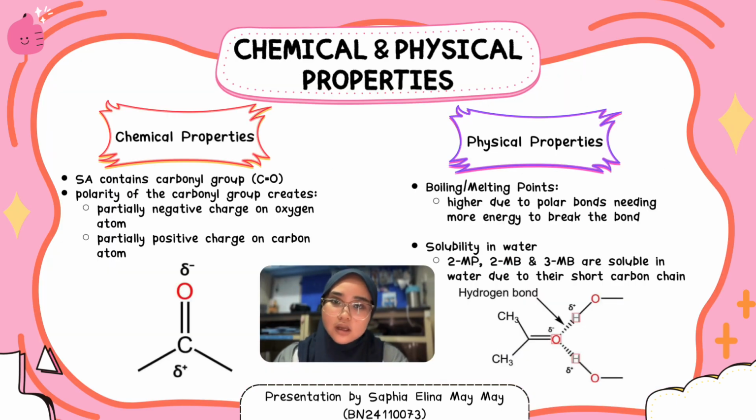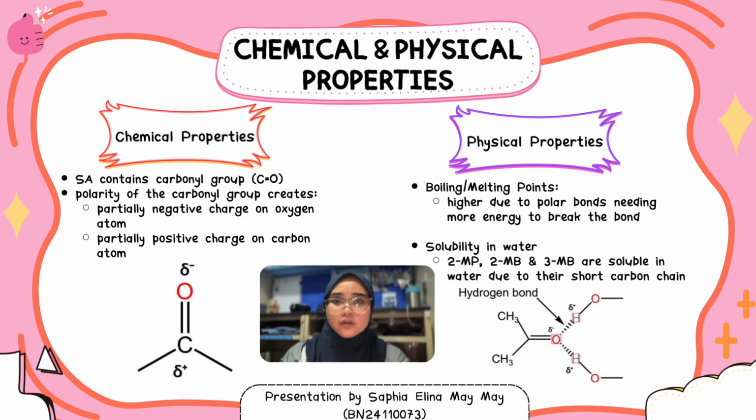Strecker aldehydes, like all aldehydes, contain a carbonyl group, C double bond O, which plays a significant role in their chemical and physical properties. The polarity of the carbonyl group causes the oxygen atom to be partially negative and the carbon atom to be partially positive. This polarity affects both the interaction of the aldehydes with other molecules and their overall properties.